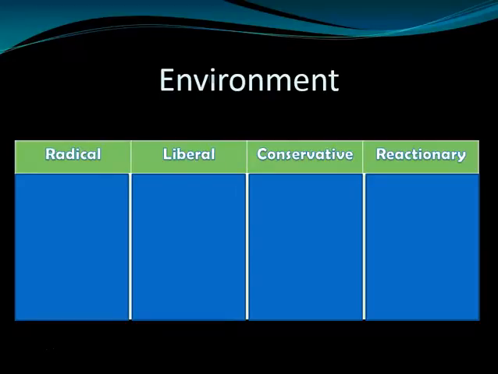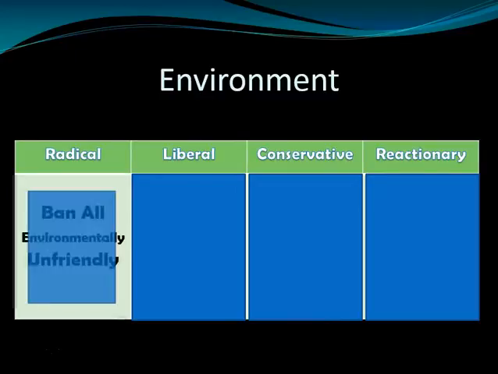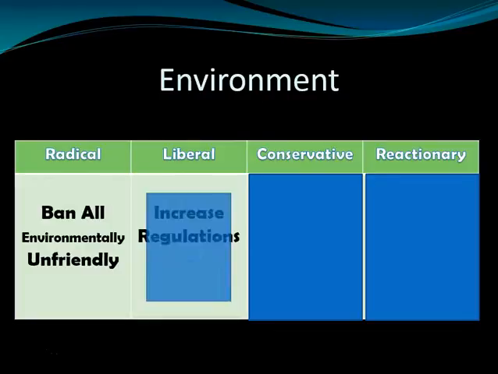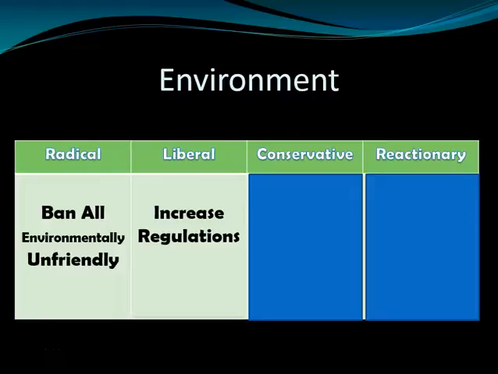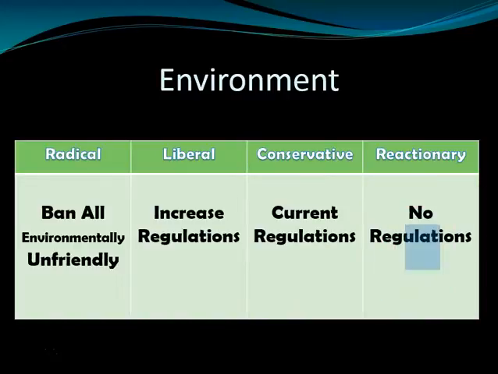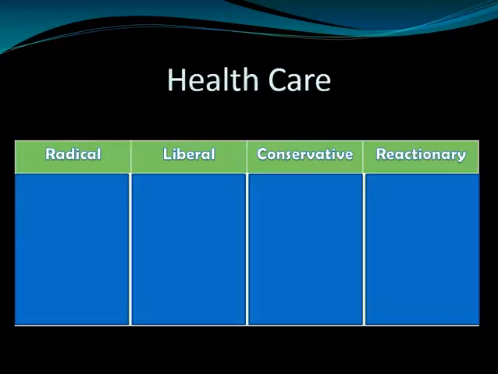When it comes to the environment, radicals believe that the government should very much get involved in shaping the environment, and we need to do things on a very drastic level. We need to ban anything that is environmentally unfriendly. A liberal would believe that we need more environmental regulations, but let's not get too carried away. Conservatives, of course, status quo, keep things the way they currently are, and a reactionary would believe that there should be no regulations on the environment.